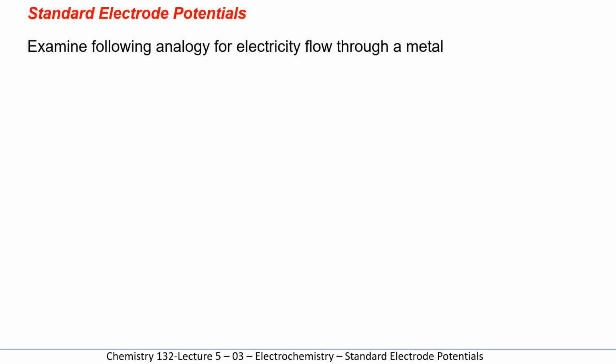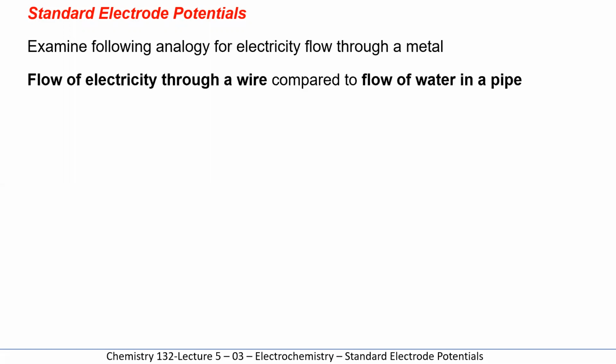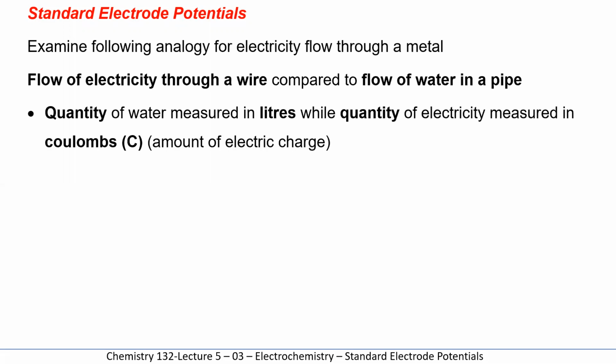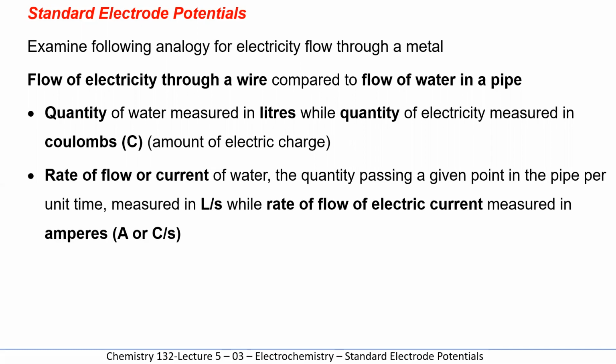So we're going to use an analogy here for electricity flow through a metal, where we are going to use the flow of water through a pipe, because you have a better understanding of that than electricity, which is somewhat magical. I know at least it is in my mind. Here we have a quantity of water that can be measured flowing through a pipe. You can measure the quantity of water in liters. Well, in electricity, we're going to measure the quantity of electricity by charge. We're going to use coulombs.